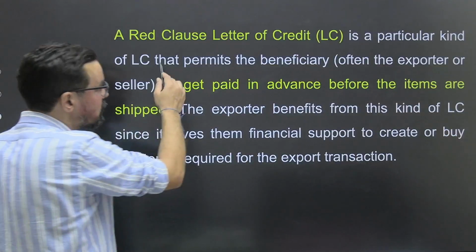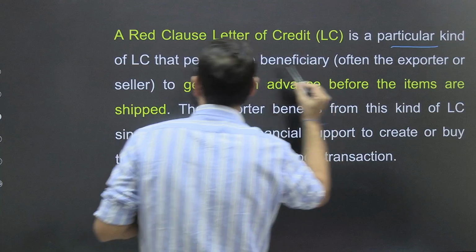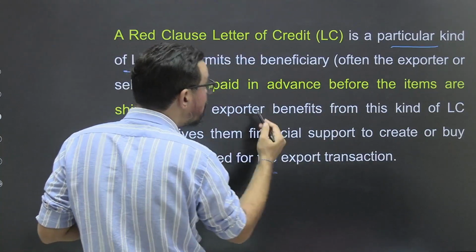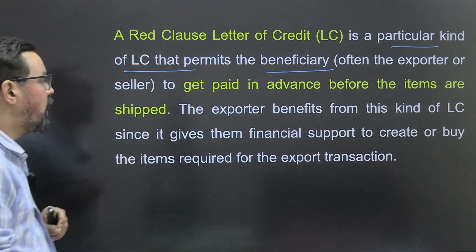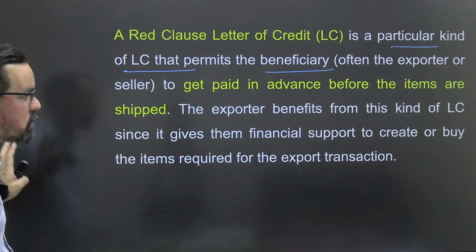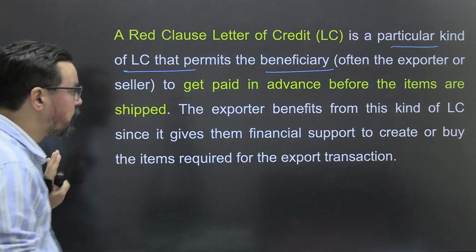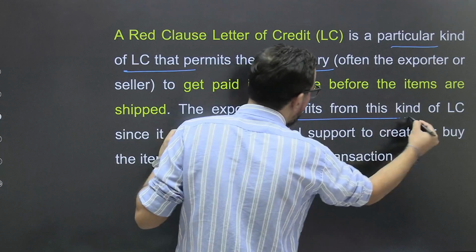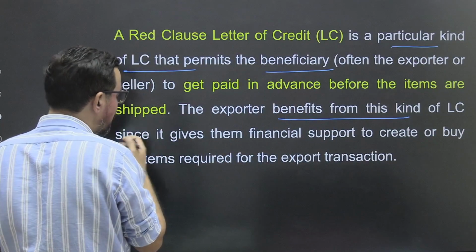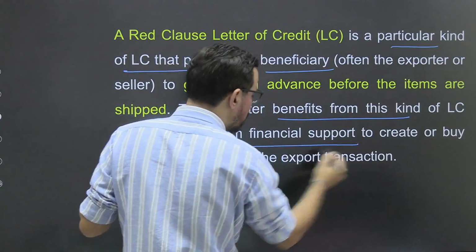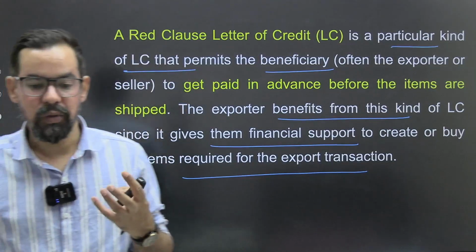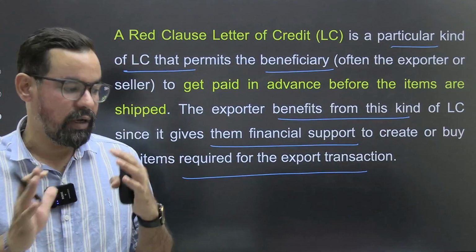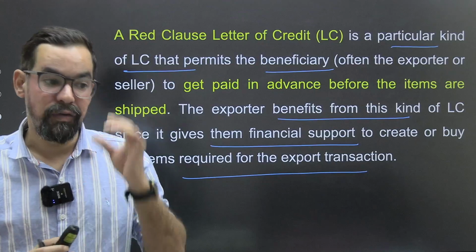A red clause LC is a particular kind of LC that permits the beneficiary, the exporter or seller, to get paid in advance before the items are shipped. The exporter benefits from this kind of LC since it gives financial support, so they can use it for the preparation or export of material. So a red clause LC is a kind of arrangement between buyer and seller.